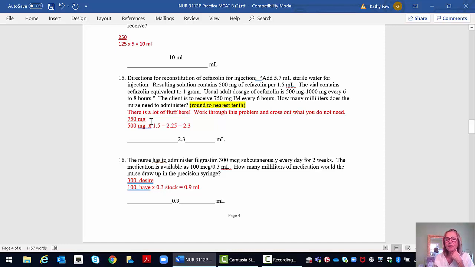Desire 750 milligrams over what is your have? 500 milligrams. And then what is your stock? 1.5. And that equals 2.25. What does this practice test tell you to do? Round to the nearest tenth. So what is our nearest tenth? It would be the 2. So what is your 5? So it's 2.3. All right. So you've got to round. I hope that makes sense to you.